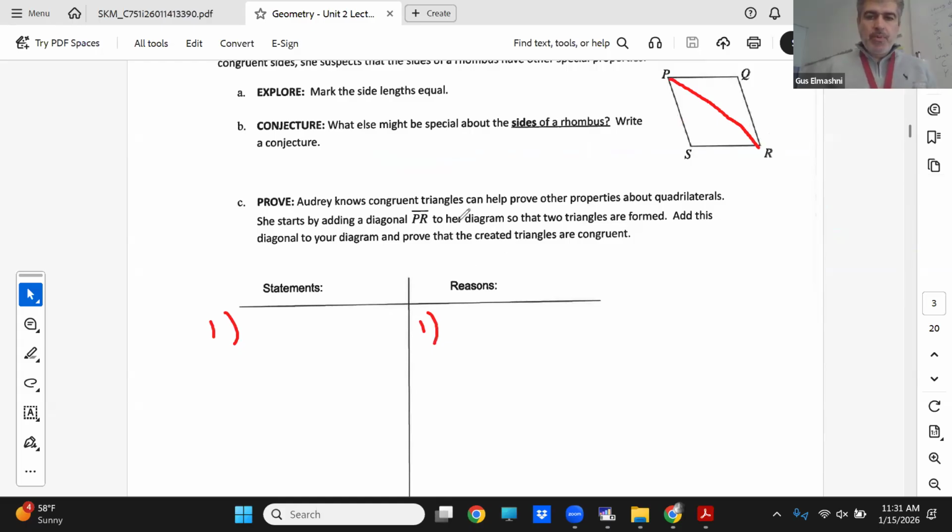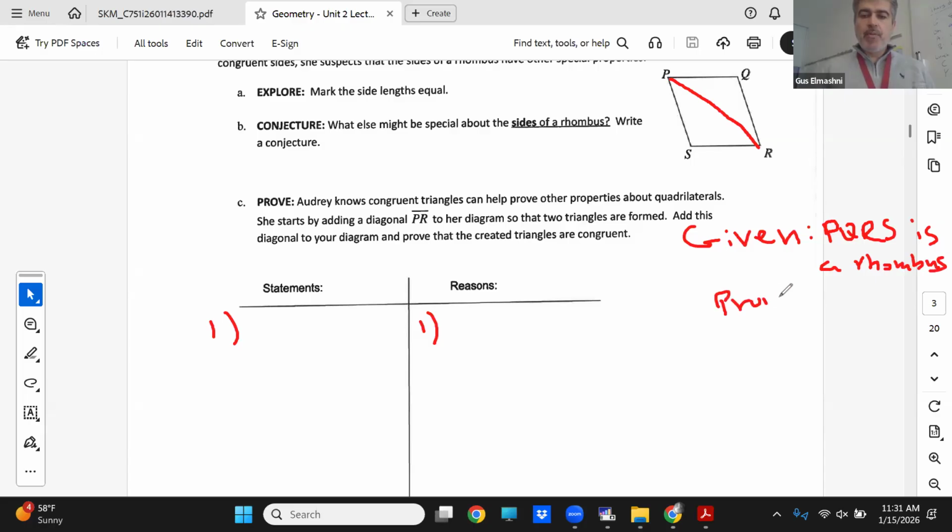So what do I want to prove? So what am I given, by the way? I'm given PQRS is a rhombus. So we're going to do this very formally. And what do you want to prove? Well, they said so. That triangle PSR is congruent to triangle RQP.